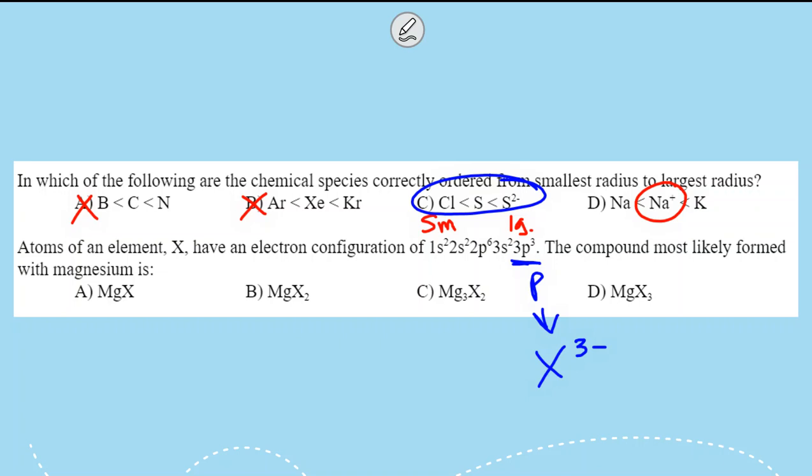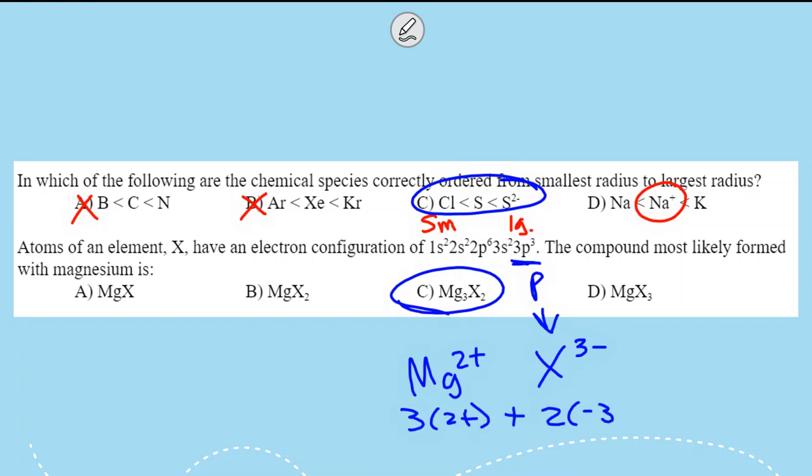-3. So if it's combining with Mg, which is group 2, which is 2+, what would our correct formula be? This one, right? We would want them to add up to 0, so we would do 3 times the 2 plus 2 times the 3 minus. That's going to give us 0. So yes, Mg3P2 should be the one that works.